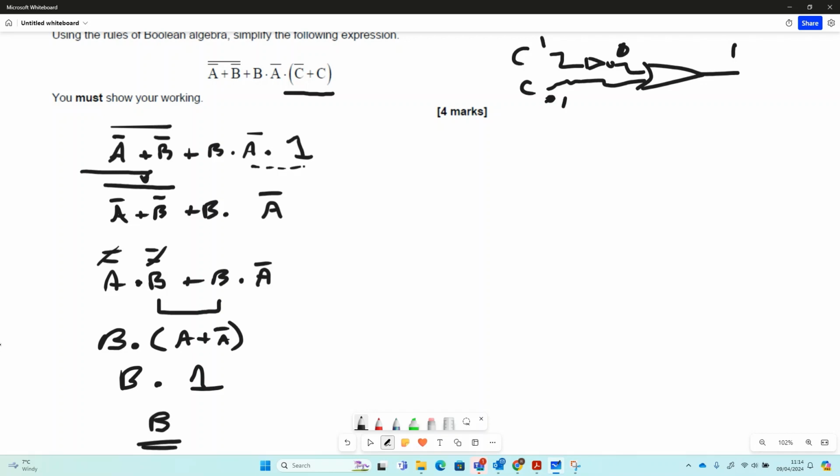So we've simplified. We used the idea of identity of not C or C. The same idea with not A and 1 there. We then thought we'd got a B on both sides of the equation here, so we could use the taking it outside brackets, which gave us the idea of this one, of A or not A again, which is 1, and then B and 1 being B.